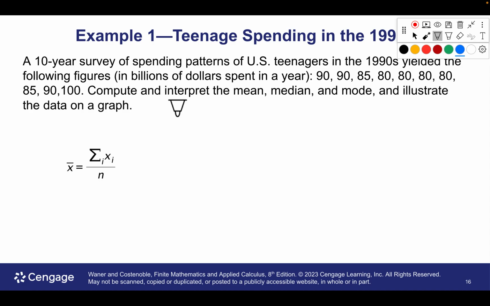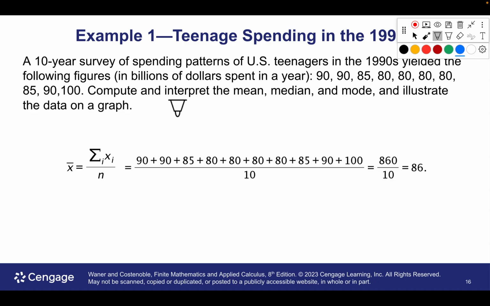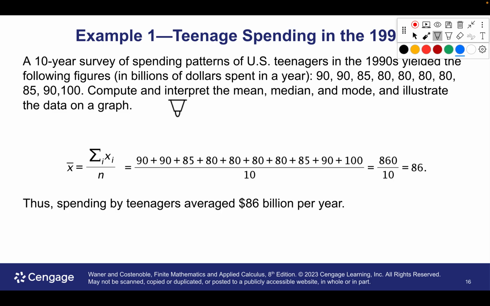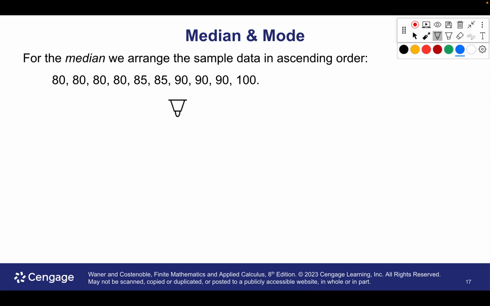So for the mean, we could use these symbols, but we don't have to. We're going to add all the data together and divide by the number of values, which is 10. So that's what it looks like. Add them together, that's 860, divided by 10. So we could say 86 is the average spent over that 10-year time frame. Some more, some less, but that's the average. That's the mean, which is usually what we're talking about when we say the average. 86 billion per year.